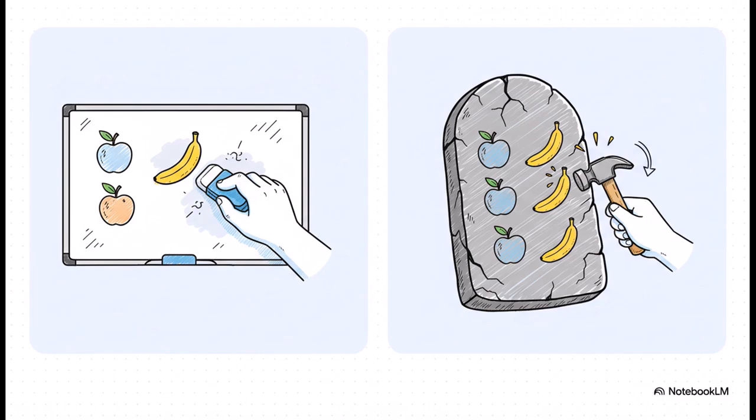A list is mutable. It's flexible. You can change it, add to it, take things away. A tuple is immutable. You can't. That whiteboard versus stone analogy, that's the perfect way to burn this into your brain. One is flexible, the other is forever.